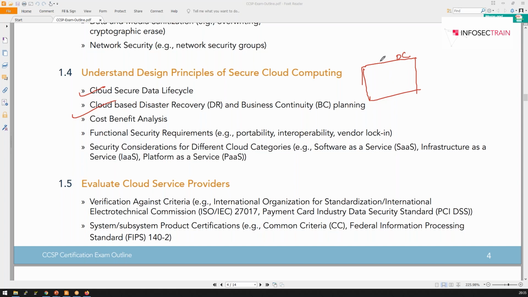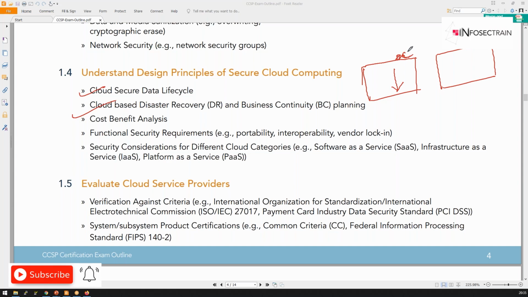Let's say, for example, I am using AWS region 1 or Azure region 1. Due to any reason, if this particular data center goes down, I must ensure that my business operations will continue. My customers are not affected by having a backup data center. So I must be able to ensure that my cloud service, my business or my operations will continue without interruption. The ability to continue operating in case of a disaster is called business continuity.